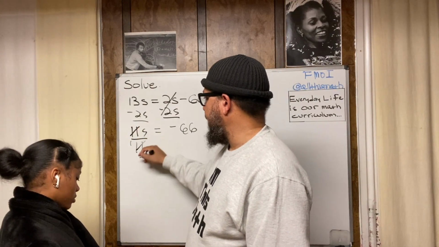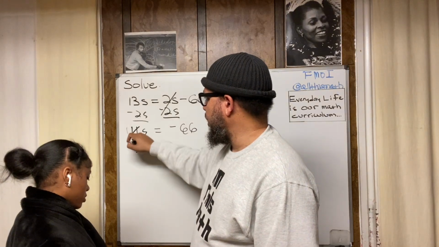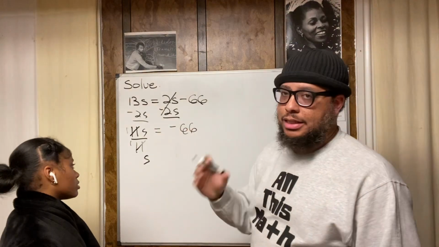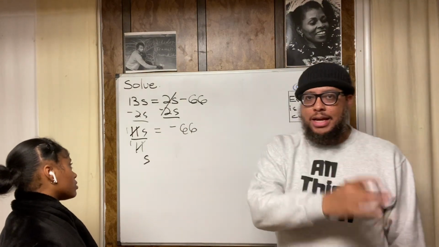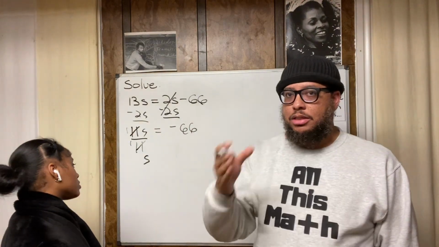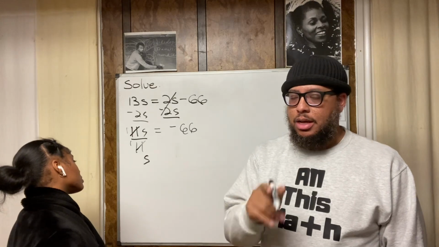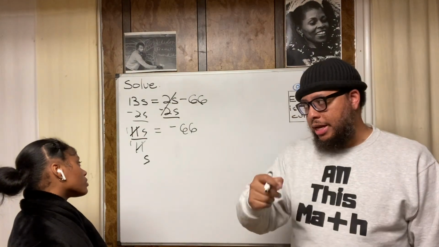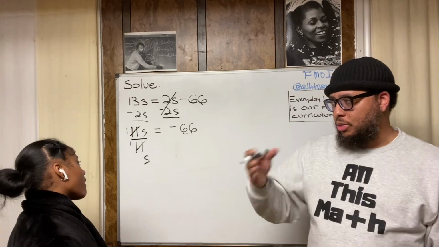But 1 over 1 is just 1, times S is just S. Again, like I said before, 1S is the same thing as S. 1S is equal to S. 1 is not equal to S. A lot of students make that mistake. Don't ever make that mistake. 1 is not equal to S. 1S is equal to S.